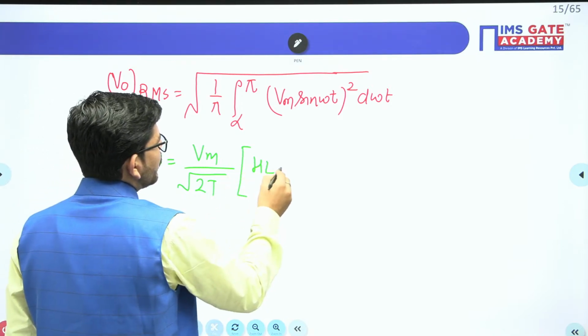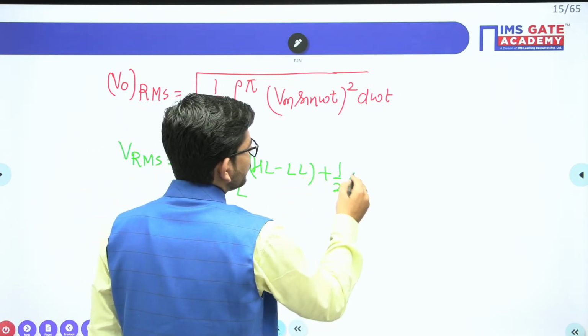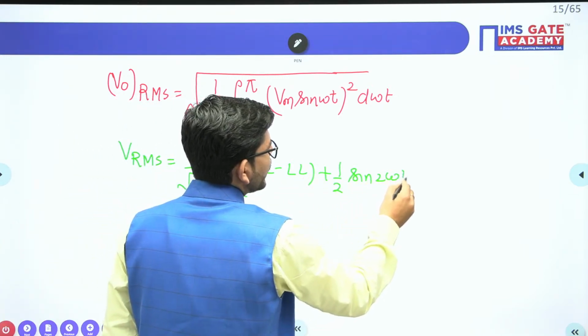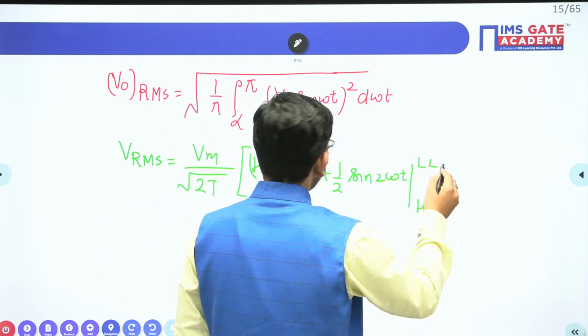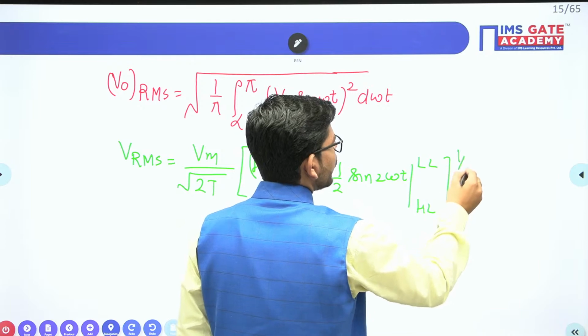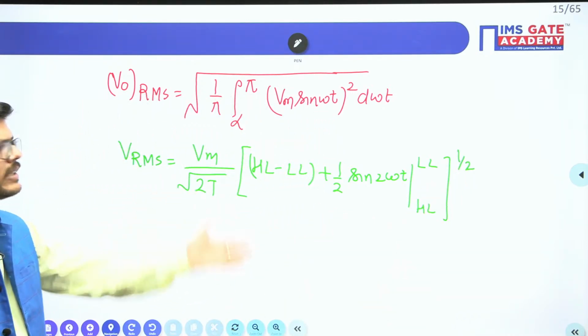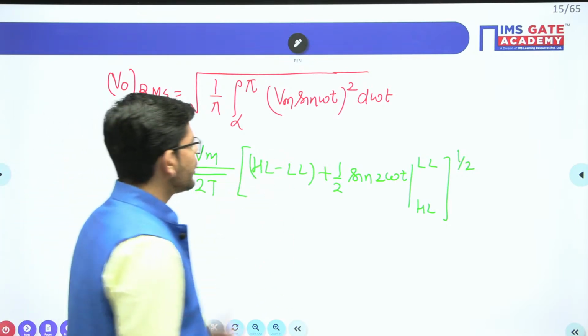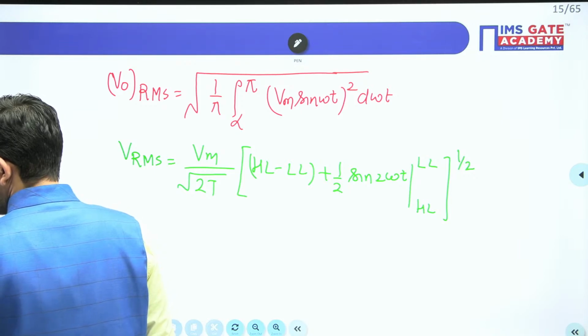higher limit minus lower limit, plus half sine 2 omega t. Now you have to write lower limit first and then higher limit, and whole to the power 1 by 2. By using this formula as a trick, you can solve this particular integral very easily. How? Let me just show you.